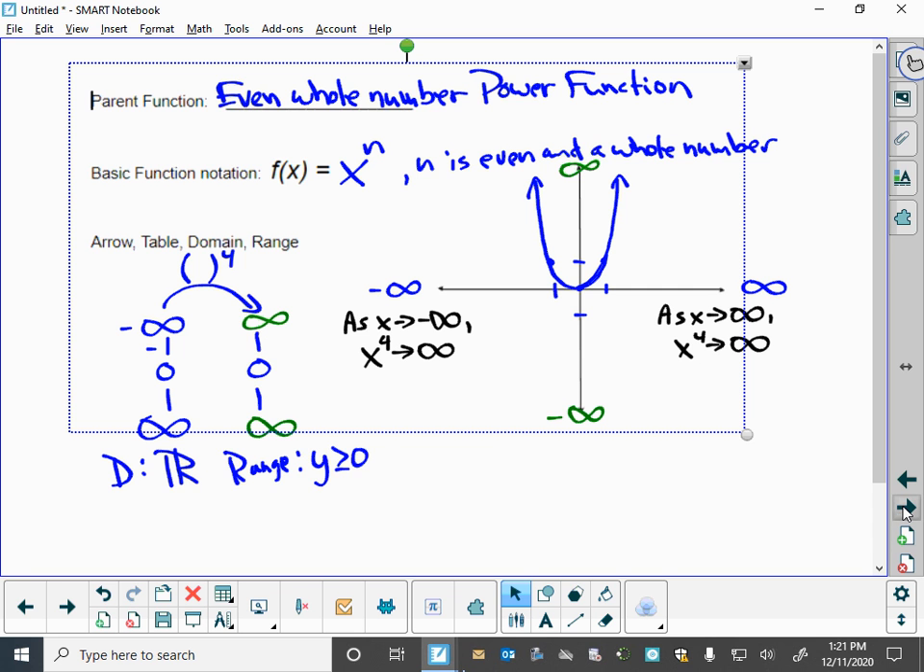This is our starting point, what we need to know about even whole number power functions. On the previous slide, what we need to know about odd whole number power functions. We will be talking more about that as we go through this unit.